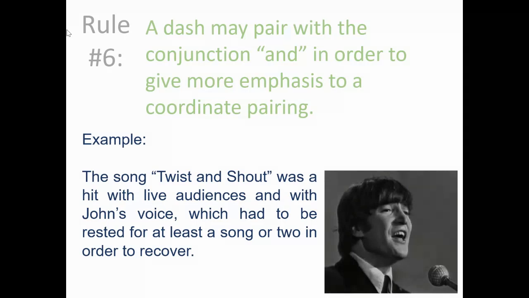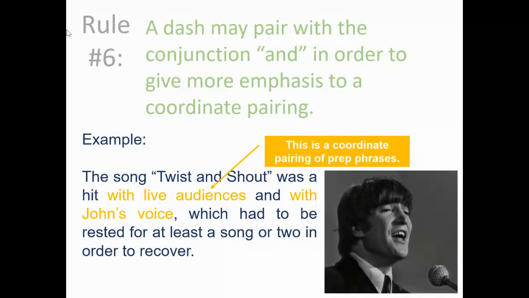I said the song Twist and Shout was a hit with live audiences and with John's voice, which had to be rested for at least a song or two in order to recover. Well, in this case, that word and is actually joining two prep phrases. In the way it's punctuated right now, both prep phrases are equally important. What that means is you could also switch the order around and say Twist and Shout was a hit with John's voice and with live audiences. They're both equally important. And therefore, we would just simply leave it as it is.